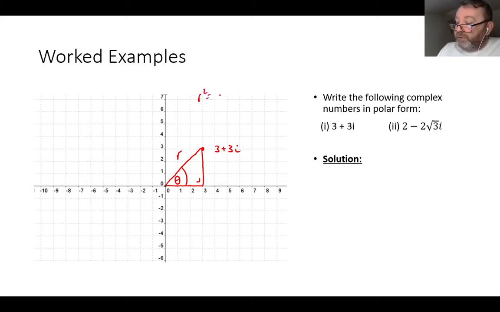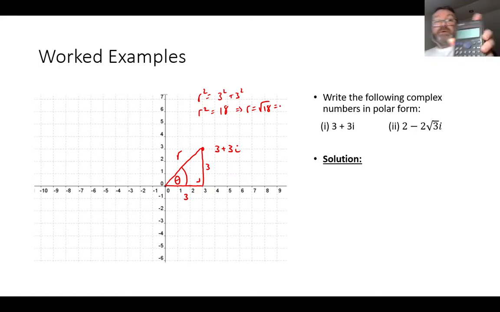So r is the hypotenuse. r squared equals 3 squared plus 3 squared, because don't forget it's 3 out and 3 up, which gives me r squared equals 9 and 9, 18. Therefore r is equal to root 18. On your calculator, if you check it carefully, there is a simpler way: root 18 comes out as 3 root 2. So just be careful that you always check for the simplest form of that surd, 3 root 2.